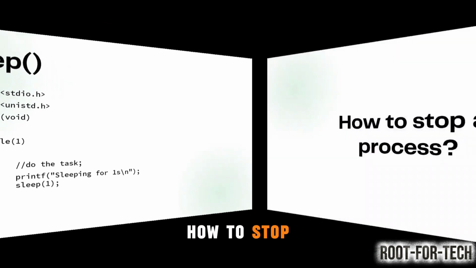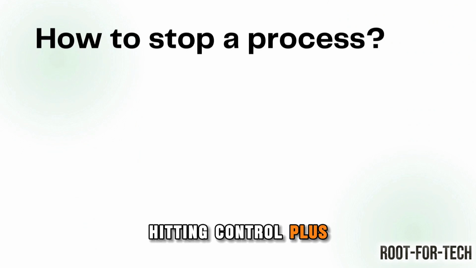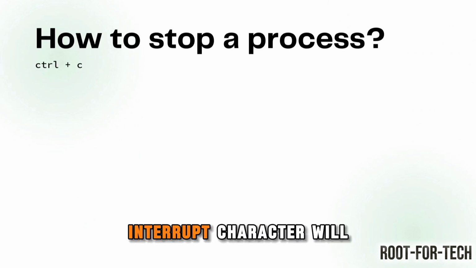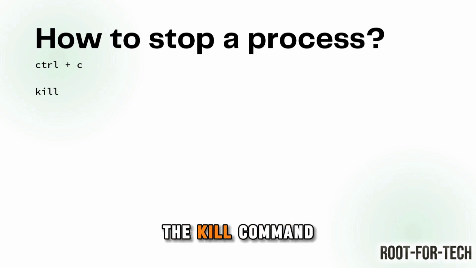Now let's see how to stop a process. If the program is running in foreground, hitting Ctrl+C on the keyboard, also known as interrupt character, will stop a process. But this won't work if the program is running in the background. For that, you have to use the kill command.